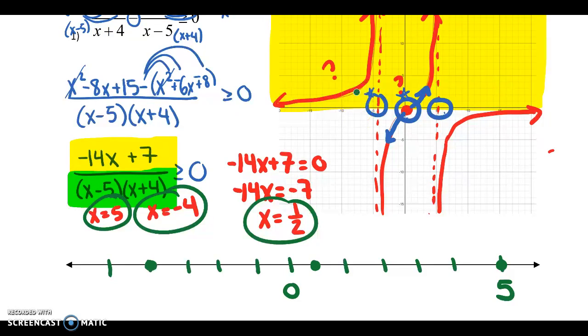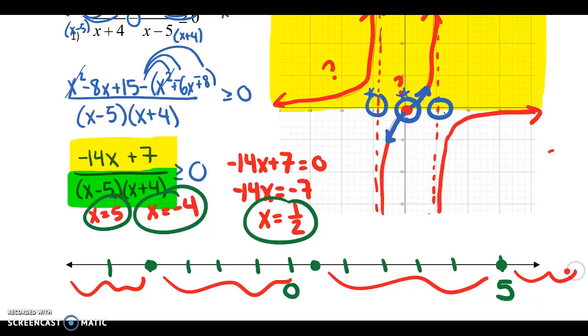I need to figure out at these different values whether the graph is above the axis or below the x-axis. Okay, so how can I do that? The easiest way is going to be to plug in points. So I can plug in a point here and figure out, is my output positive or negative? And then I know that this whole branch will be either above or below the x-axis. Then I can repeat that for this interval, and this interval.